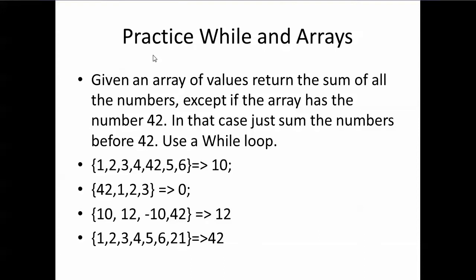The practice problem for while loops and arrays was as follows. Given an array of values, return the sum of all the numbers, except if the array has the number 42. In that case, return just the numbers that come before 42. And I want you to do this using a while loop.